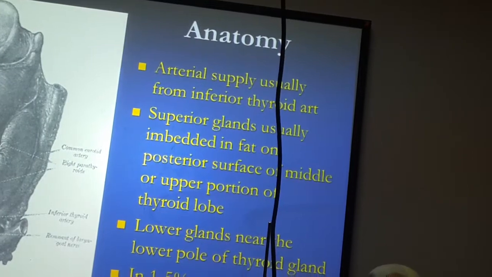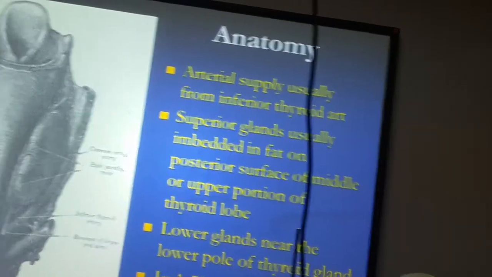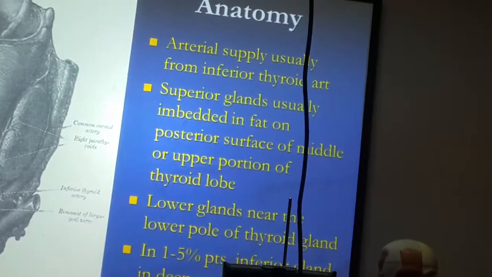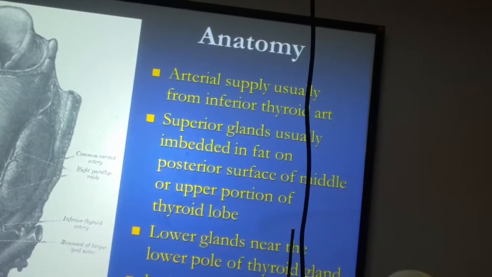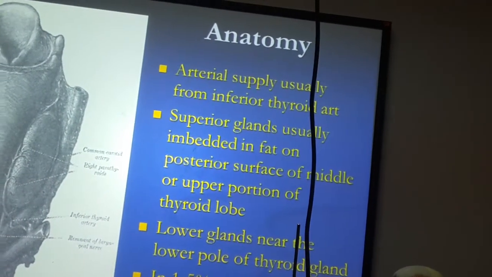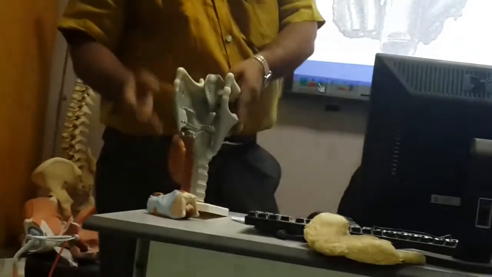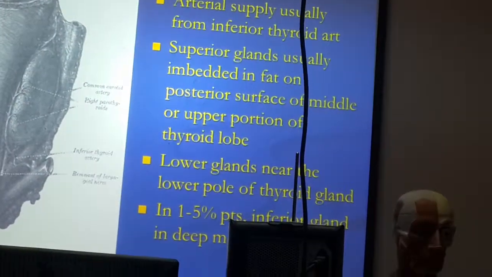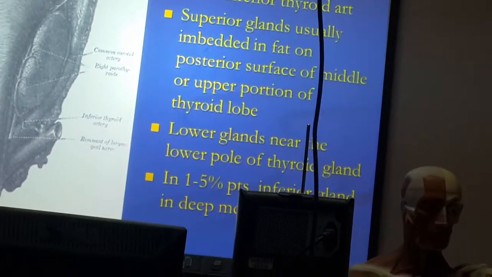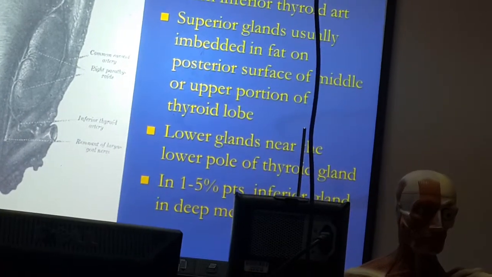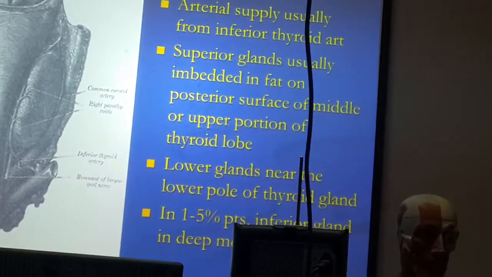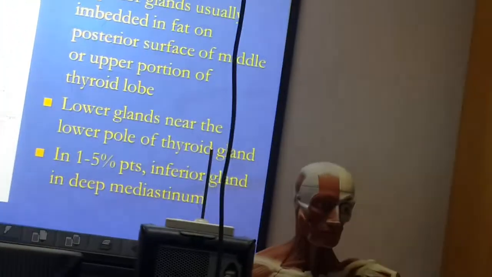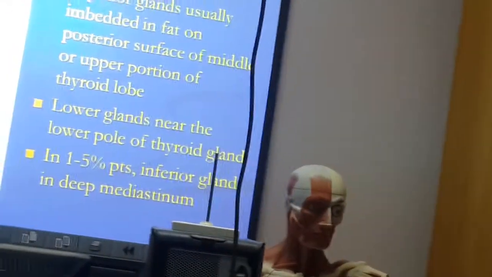So the superior glands are usually embedded in the fat on the posterior surface of the middle or upper portion of the thyroid lobe. See here, it is embedded in the thyroid tissue. The lower glands are near the lower pole of the thyroid gland, as already told you. And in 1 to 5% of cases the inferior gland lies deep in the mediastinum, a rare case.